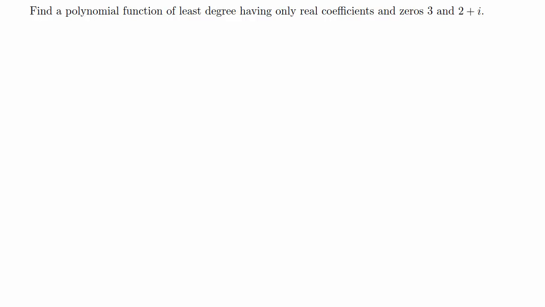Hello. In this example, we want to find a polynomial function of least degree having only real coefficients and zeros of 3 and 2 plus i. Now, there are a couple of things here. First of all, we want the least degree possible, but also we want real coefficients. And we're told the zeros are 3 and 2 plus i.